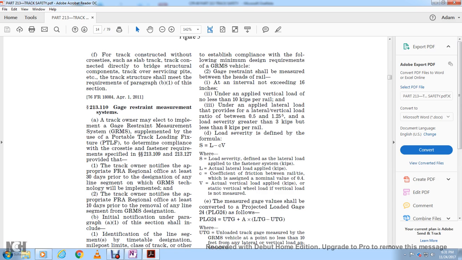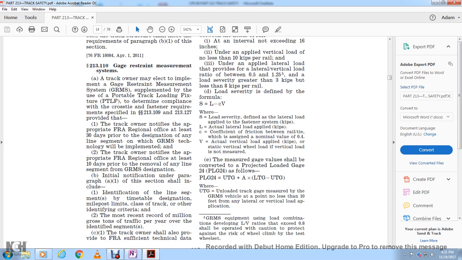designation, including initial notification of the paragraph A1 of the section. This includes the identification of the line segment in the table by timetable, the designation milepost, class of the track, other identifying criteria, and the most recent record of the million gross tons of traffic per year over the identified segments.